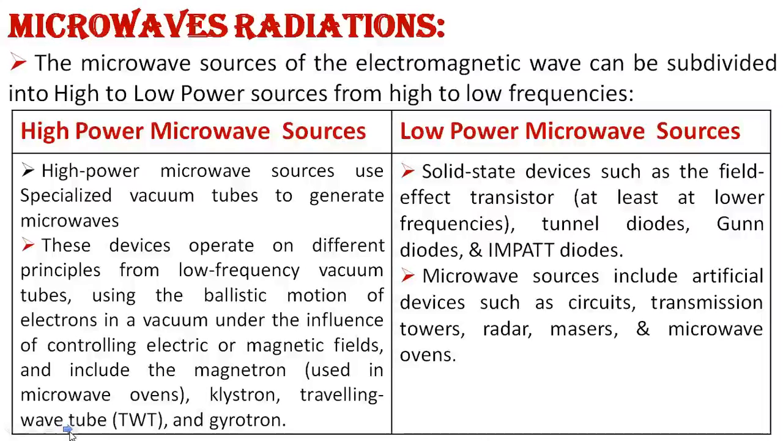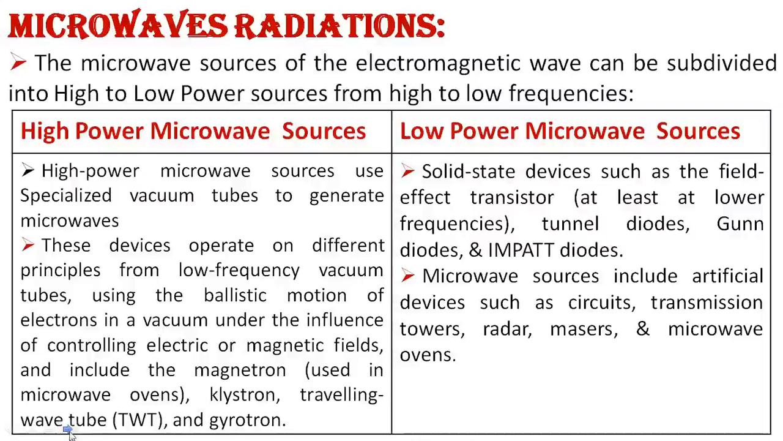High power microwave sources use specialized vacuum tubes to generate microwaves. These devices operate on different principles, from low frequency vacuum tubes using the ballistic motion of electrons in a vacuum under the influence of controlling electric or magnetic fields, and include the magnetron used in microwave ovens, klystron, traveling wave tube, and gyrotron.